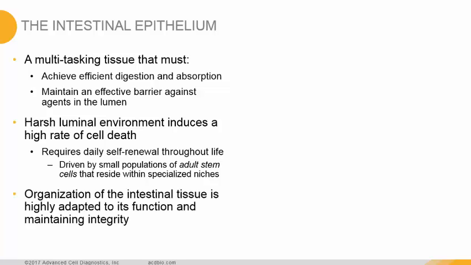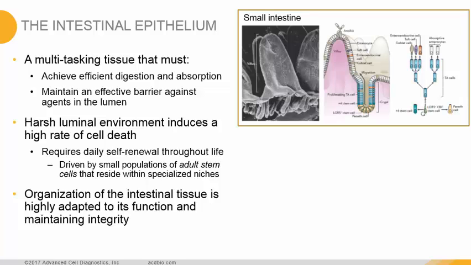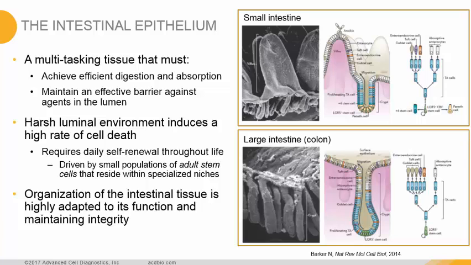The organization of the intestinal tissue is highly adapted to both its function and maintaining its integrity. Both the small and the large intestines have similar cell populations, but slightly different structures. Because the small intestine is primarily responsible for absorption and digestion of food, it has villi that protrude outward toward the lumen and contain the absorptive cells. In addition, both the small and the large intestine have crypts that protrude inward. The base of these crypts contains cells known as the crypt-based columnar cells, or CBCs, and this is where the intestinal stem cell population resides.